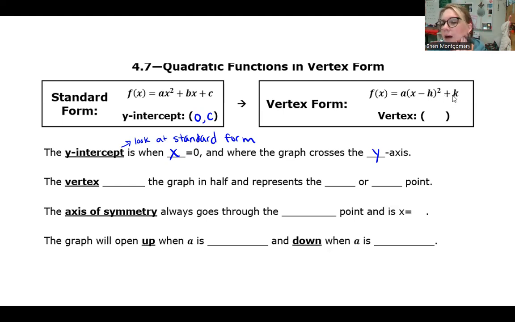And then the k moves us how? It's either up, down, left, or right. How does the k move you? Up or down? And then, if that moves you up or down, then how does h move you? One way you can remember is that h is with the x grouping. X is left and right. So if you start there, then the k has to move you up and down because the x part moves you left and right. So the vertex is always going to be h, comma, k.